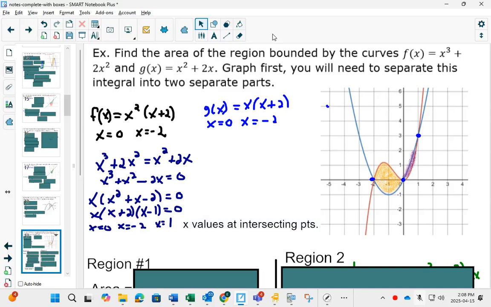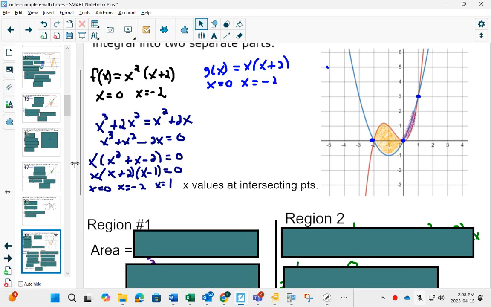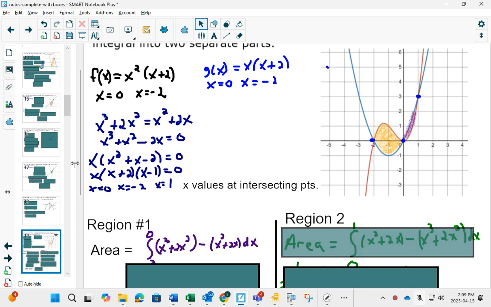And again, you don't need the y values, so it's good enough just to have those x coordinates. But now we have to consider the two regions, the orange region and the purple region, separately. And once you realize this, this is exactly the same as the questions we did before. So you just need to find, right, region 1, the area is going to go from -2 to 0. Region 2, it's going to go from 0 to 1.